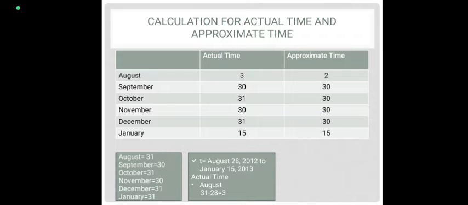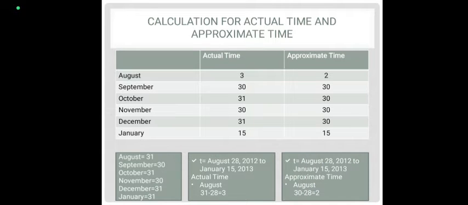So for our approximate time, we need to use 30 days because in approximate time, we have to assume that all the months end with 30 days. So in this time, August, we have 2 days because 30 minus 28 equals 2. And September, we have 30. October, we have 30. November, we have 30. December, we have 30. And January, we have 15 because only 15 days in January. So this is our total actual time and approximate time. So actual time total is 140 days and the approximate time, the total of 137 days.